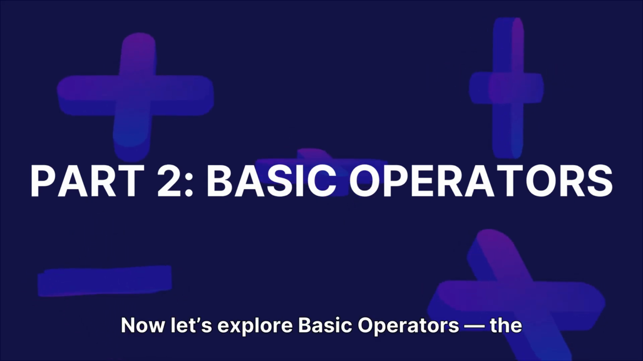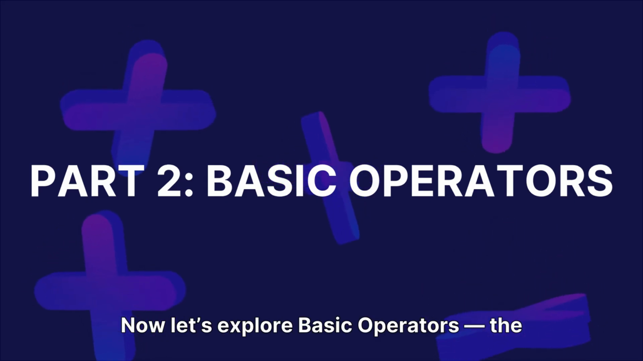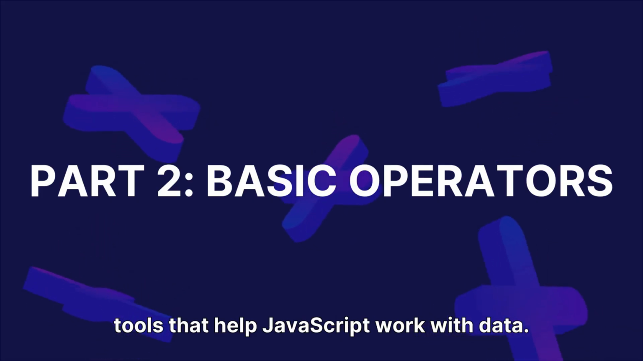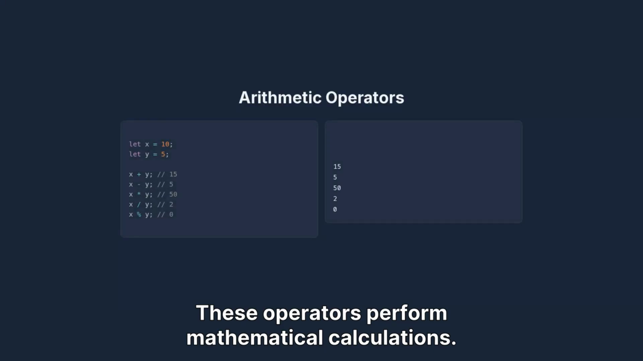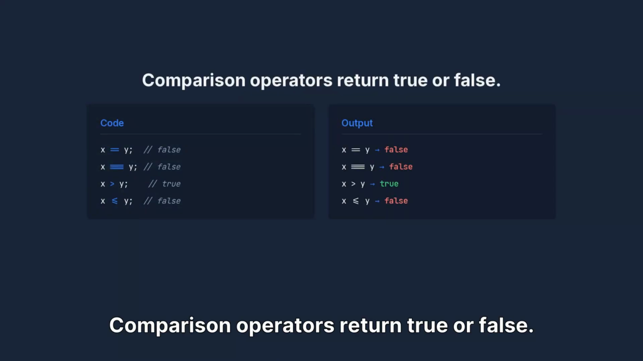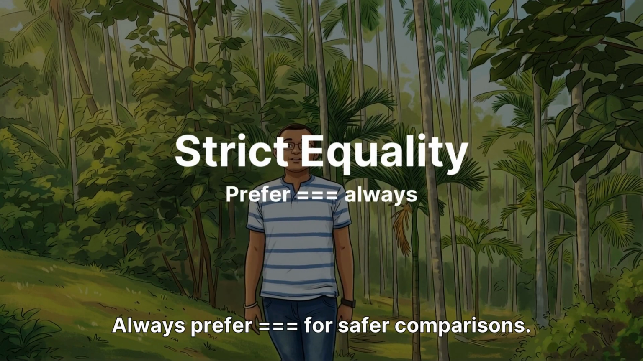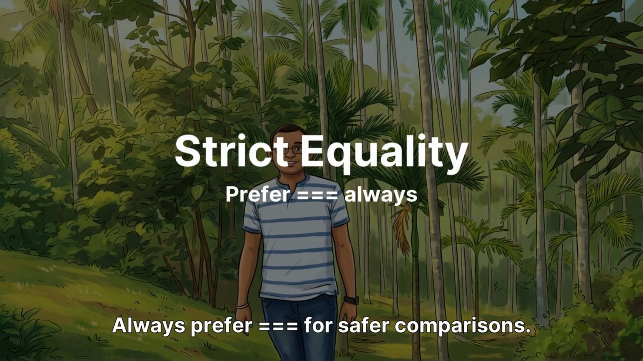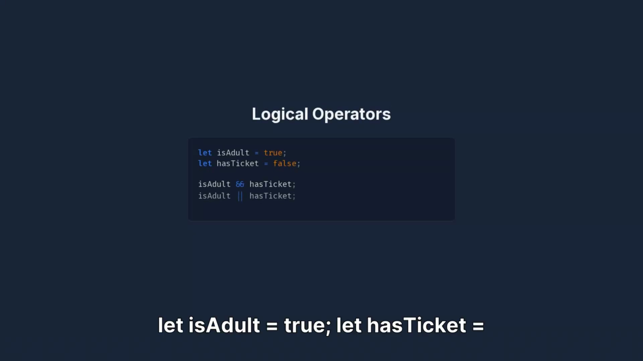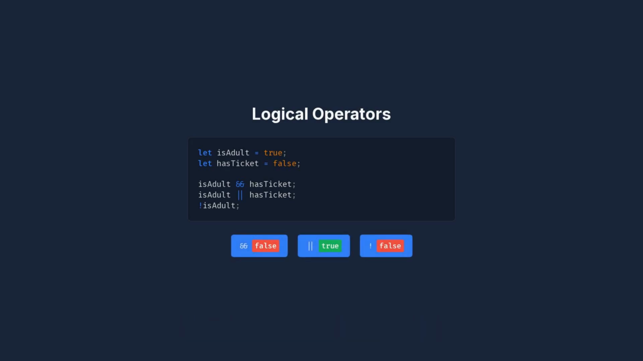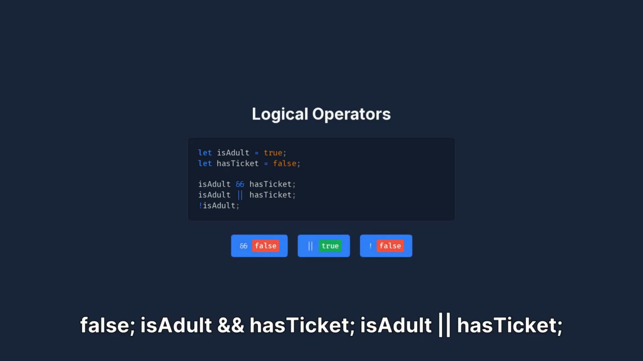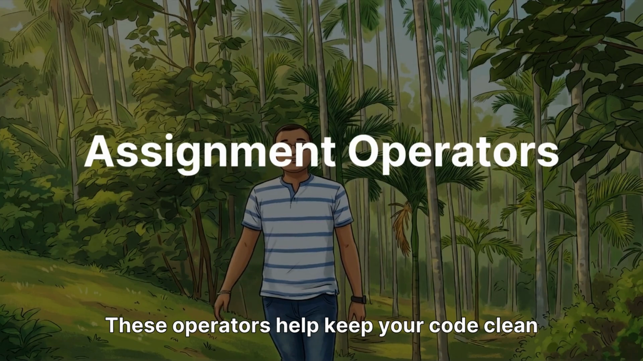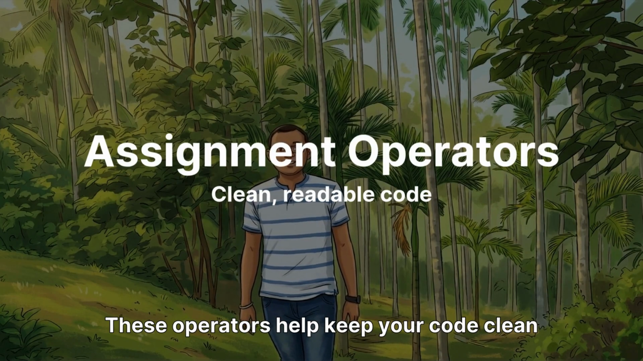Welcome back. Now let's explore basic operators, the tools that help JavaScript work with data. These operators perform mathematical calculations. Comparison operators return true or false. Always prefer strict equality for safer comparisons. Let isAdult equal true. Let hasTicket equal false. isAdult and hasTicket. isAdult or hasTicket. Not isAdult. These operators help keep your code clean and readable.